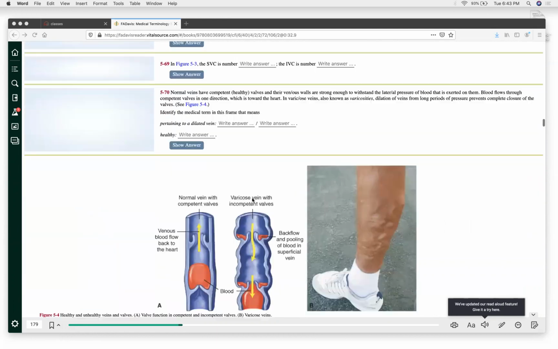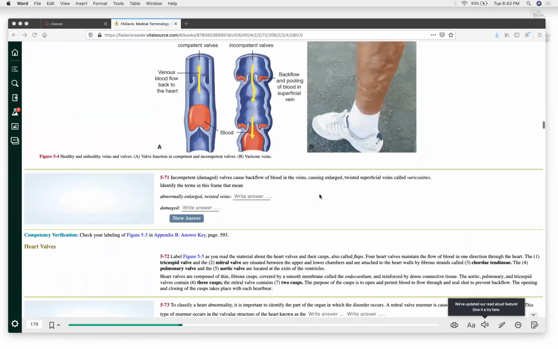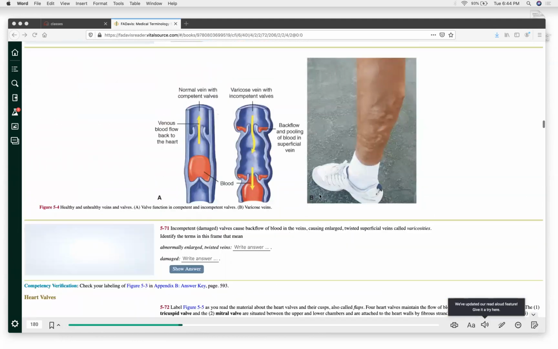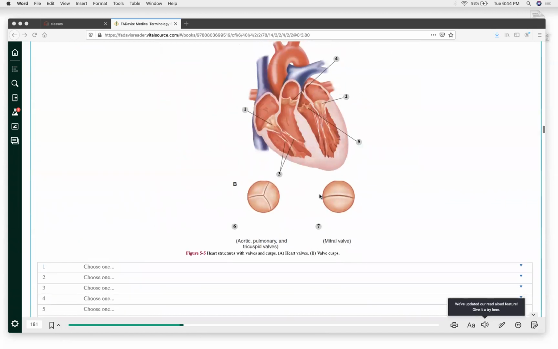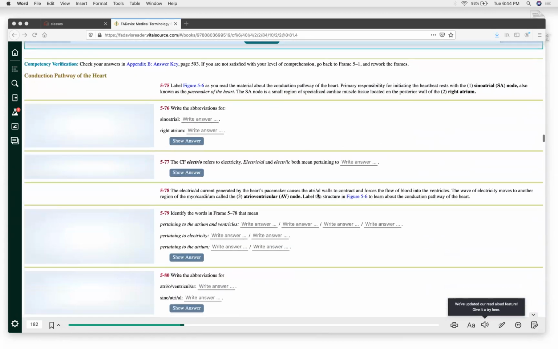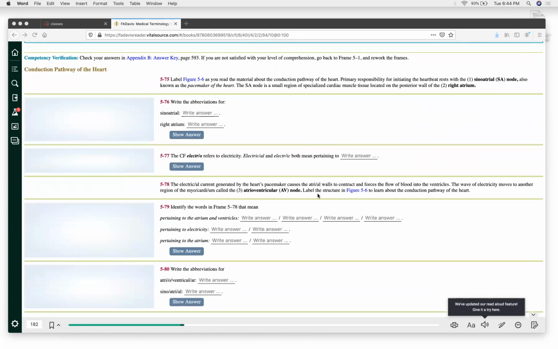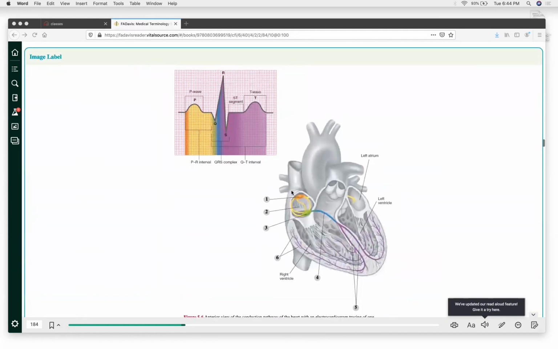Let's see. Oh, here's the varicose veins I was showing you. And those are those deficient valves. The valves then promote backflow. And then if it backflows, it starts pooling and it starts to hurt. That's no fun. That's heart valves. Atrial, do you need to know that yet? AV, not yet.